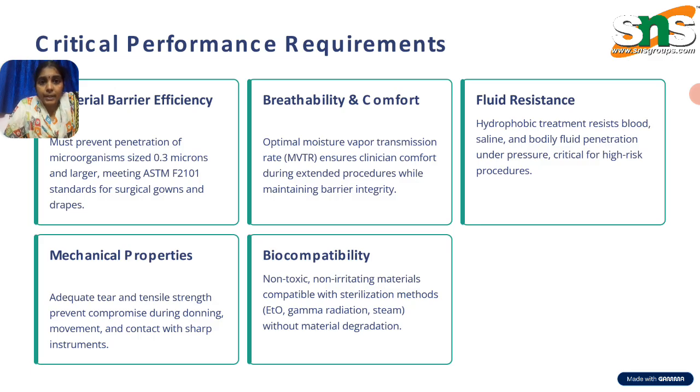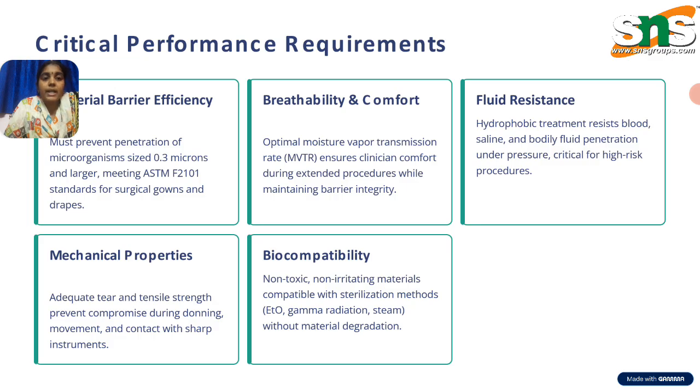Next one is mechanical properties. Adequate tear and tensile strength: if it tears easily, it won't be suitable for supporting other materials. Tensile strength means it has the strength to bear the pressure applied to it and prevents puncture during donning and contact with sharp instruments. So if you are going for surgeries with plates and screws in the knee and bone joint places, we use mechanical properties so that it will give support to the place to get better results. Next one is biocompatibility.